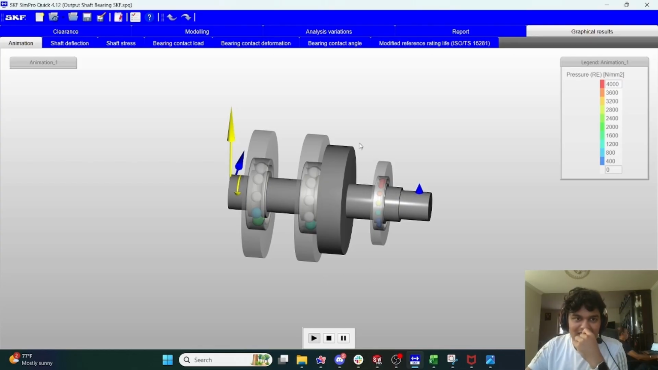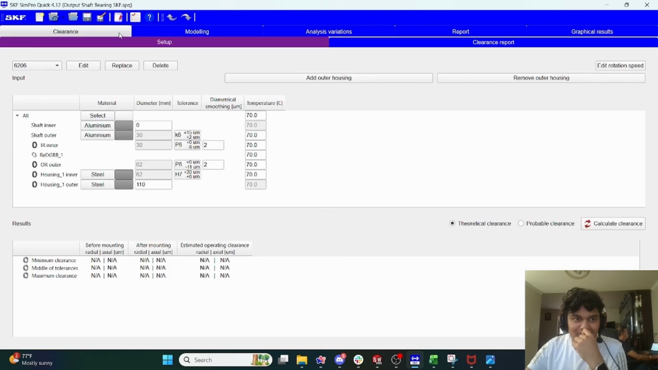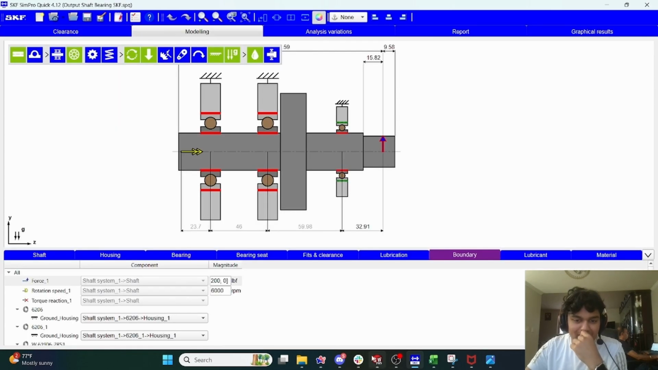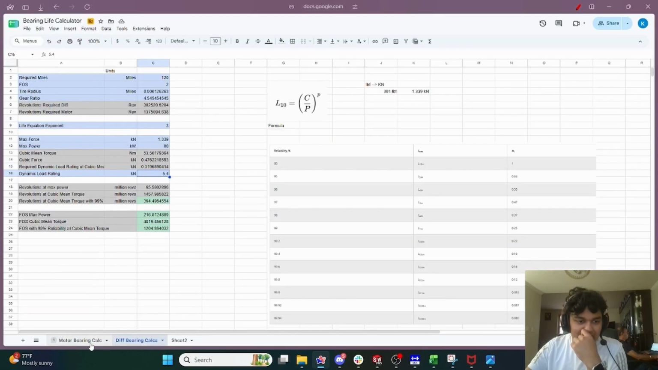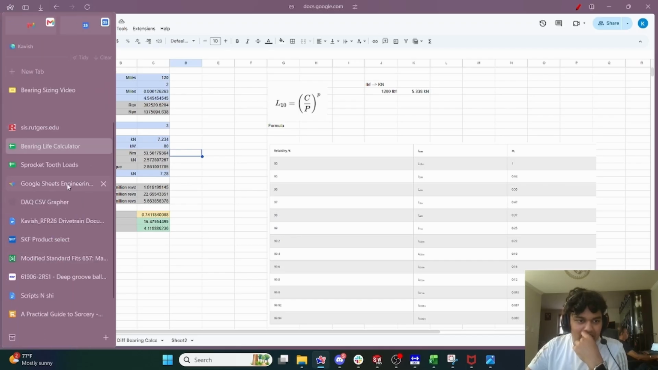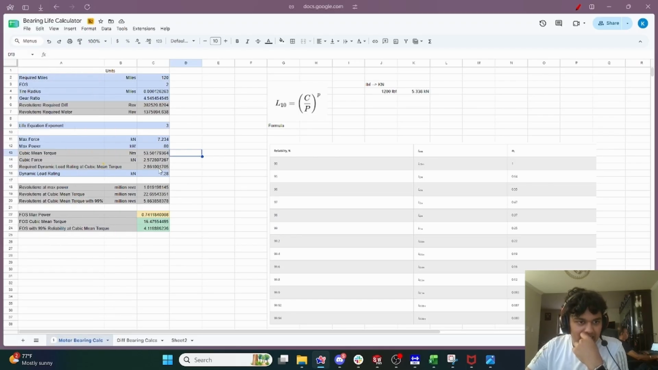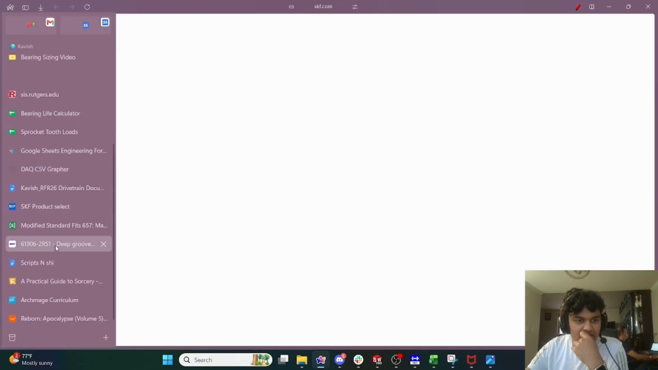And I mean, this seems easy, but the first time that I was doing this, I probably spent like 4 hours because I was losing my mind. But now that we have set it up, it's pretty fast. And so now if I go to this bearing life calculator, I go to motor bearing calc and I put the 7.234 kilonewtons, right? Oh, we can get that we need a required dynamic load rating of 2.86 kilonewtons.